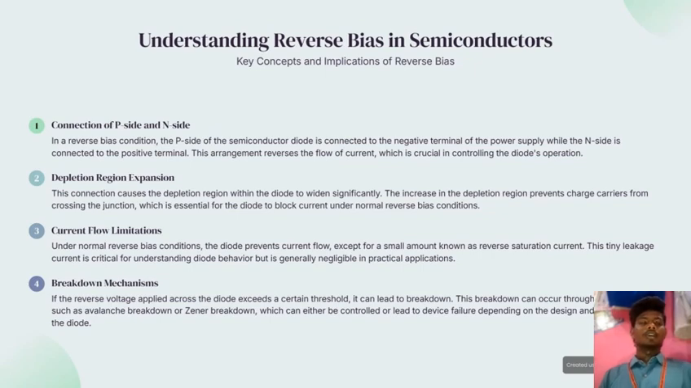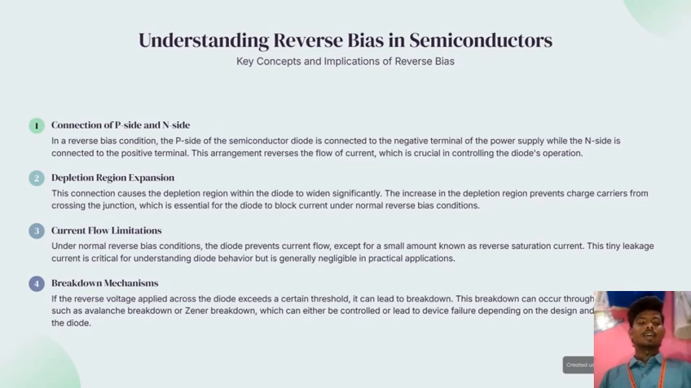Number 2. Depletion region expansion. This connection causes the depletion region within the diode to widen significantly. The increase in the depletion region prevents charge carriers from crossing the junction, which is essential for the diode to block current under normal reverse bias condition.